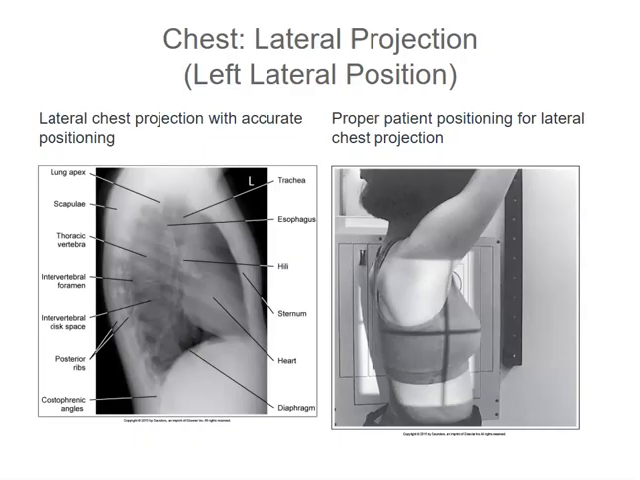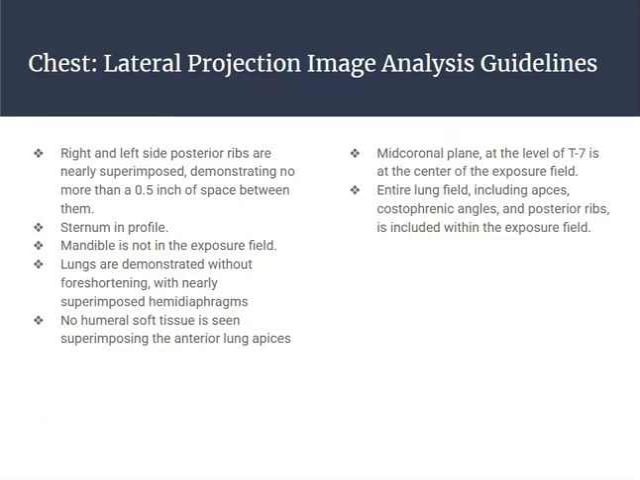The lungs are demonstrated without foreshortening with nearly superimposed hemodiaphragms. No humeral soft tissue should be seen superimposing the anterior lung apices. The mid-coronal plane at the level of the 7th thoracic vertebra is at the center of the exposure field. The entire lung field, including the apices, costophrenic angles, and posterior ribs, are all to be included within the exposure field. Here are those guidelines for your review.